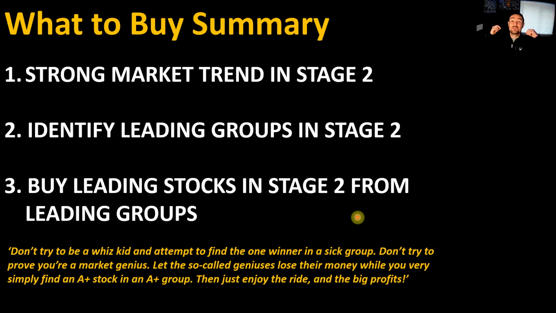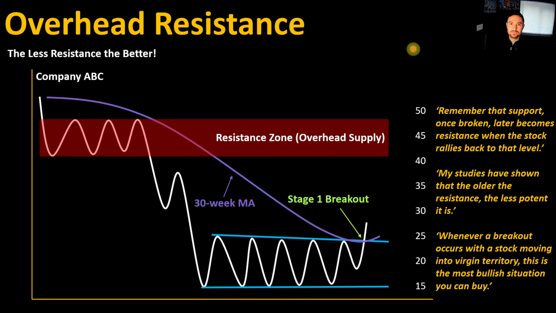So hopefully that was a really good summary of thinking about what to buy and the type of things that you want to be looking for from a stage analysis and comparative analysis as well. This group versus this group, this stock versus this stock, the stock versus the index, the group versus the index, and so on and so forth. In the next slide, we're going to be going into overhead resistance.